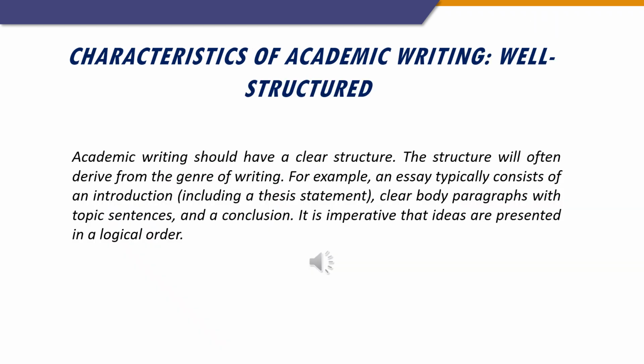The first characteristic of academic writing is that it is well structured. This means that academic writing should have a clear structure. This structure is driven from the genre of writing. For example, an essay consists of an introduction, a clear body paragraph, and a conclusion. Also, research papers have their own structure. Dissertations have their own structure.